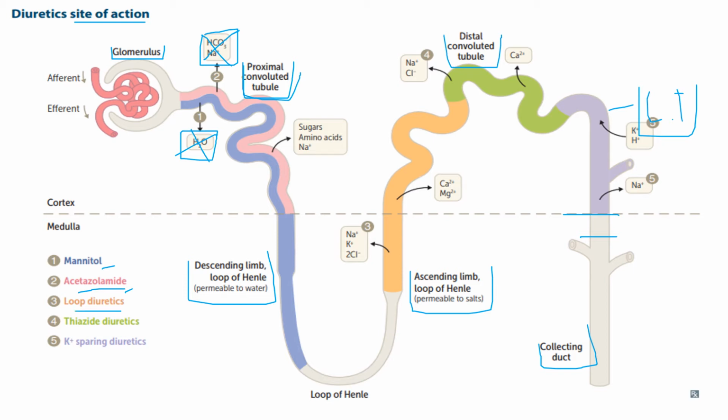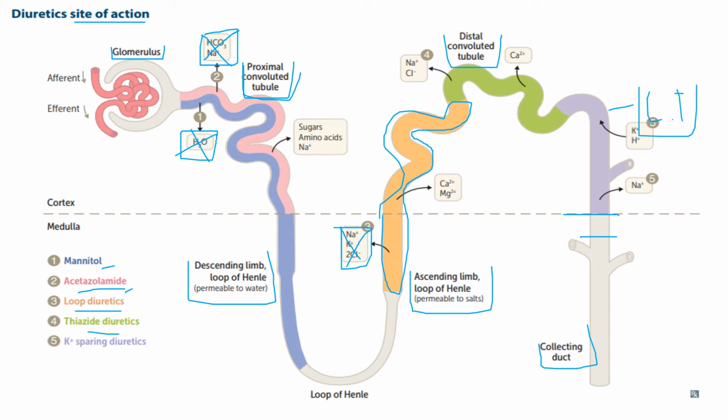Loop diuretics mainly act on the thick ascending loop of Henle and the proximal part of the descending convoluted tubule, as you can see here. I am highlighting the part which is responsible for sodium, potassium, and chloride reabsorption, which is inhibited after administration of loop diuretics.